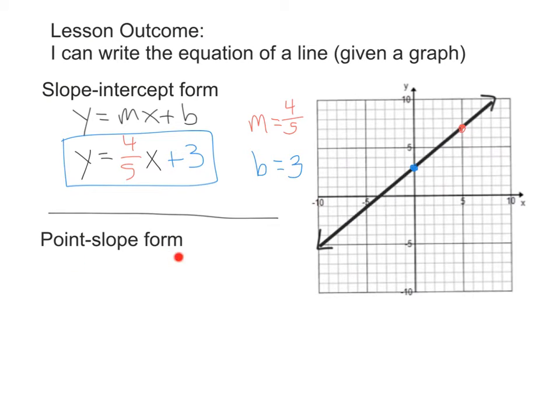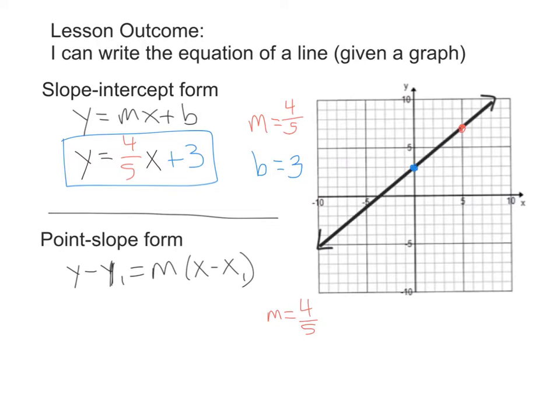Now, how about point-slope form? Well, point-slope form is y minus y1 equals m times x minus x1. So for point-slope form, as it sounds, we need to find a point, which is our x1, y1, and the slope for m. Now we already know from the previous example, the slope of that line doesn't change just because we're using a different form. So we still have 4/5.